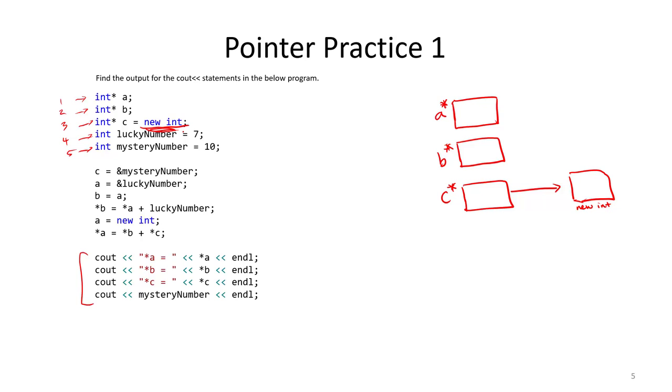I have 2 more variables to go. First is this int variable named lucky number. And notice lucky number is currently initialized to be 7, so I'll just go ahead and put a 7 in there. And finally, I have my last int, which is called mystery number. And mystery number is initialized to hold the value 10.